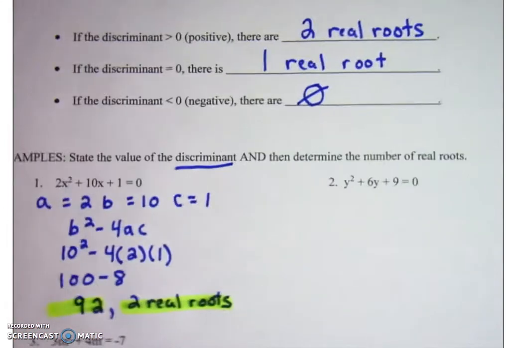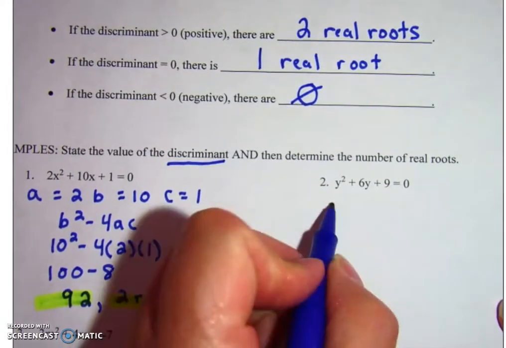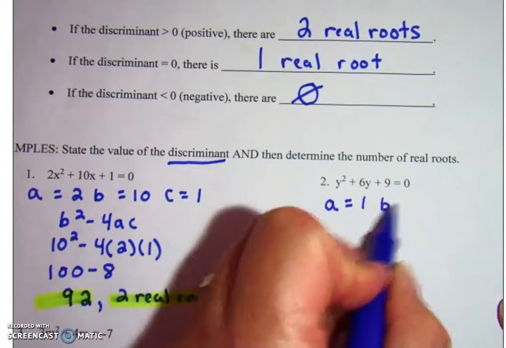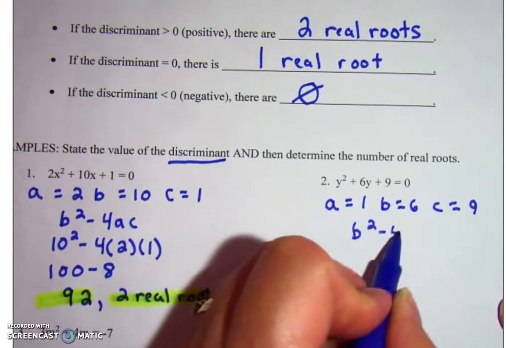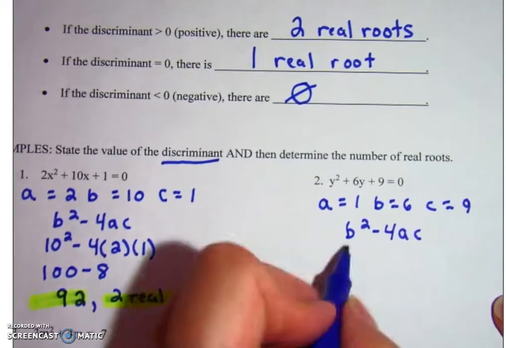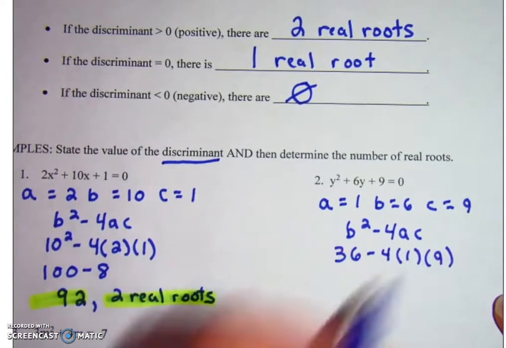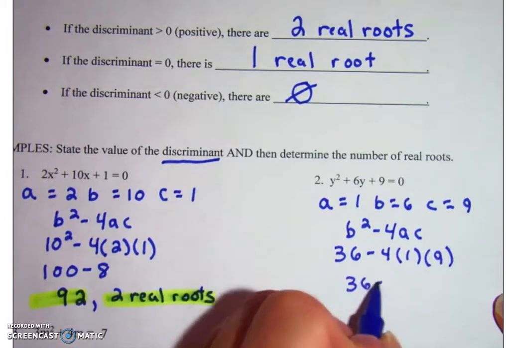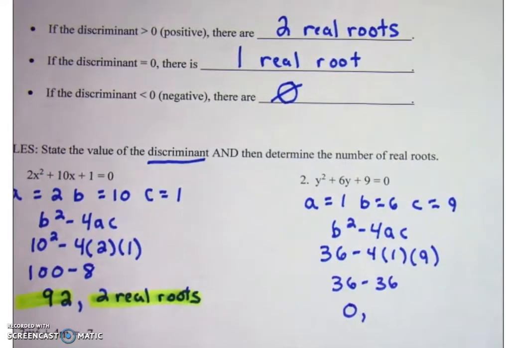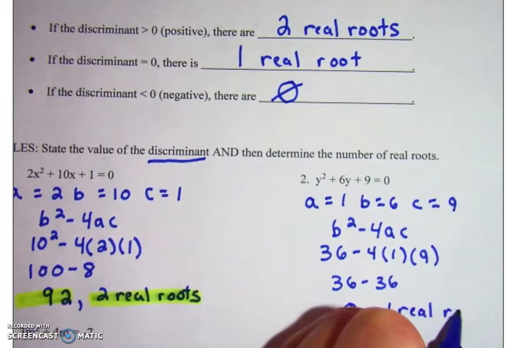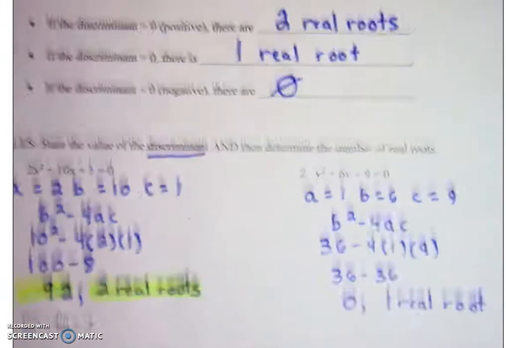Number 2, sometimes they use different variables. That's okay. It's equal to 0. That's good. Identify your a, 1, b is 6, c is 9. Again, write the formula. That helps you remember it. So we got 36 minus 4 times 1 times 9. So we have 36 minus 36, which is 0, which means 1 real root. And if you notice, this is actually a perfect square trinomial, so your vertex is on the x-axis.